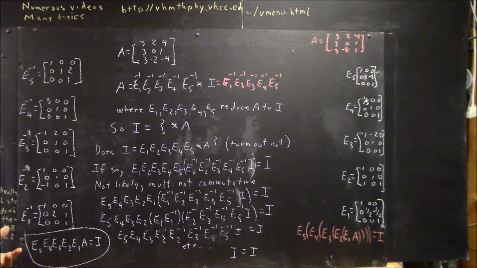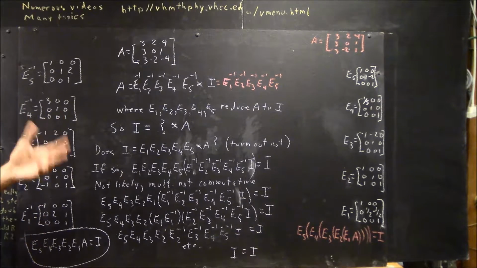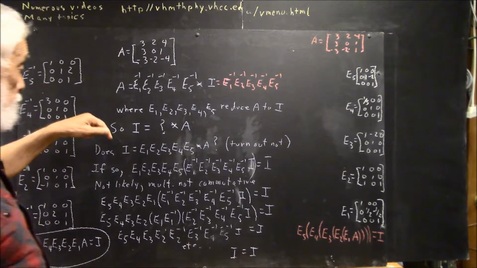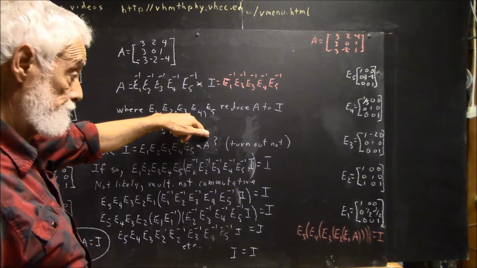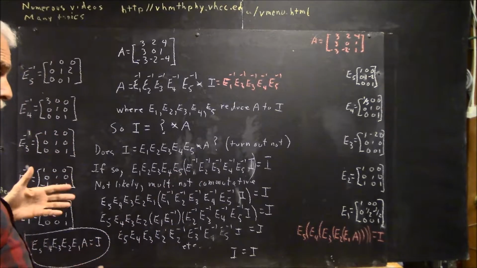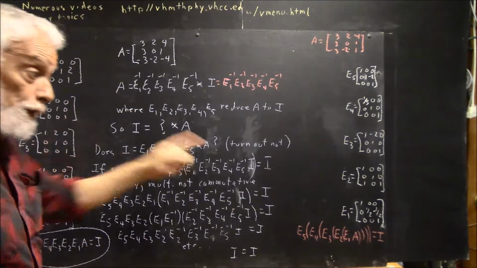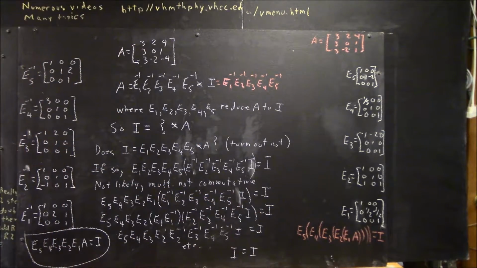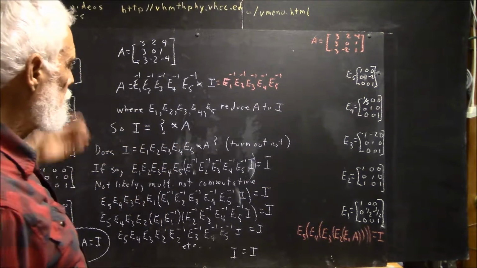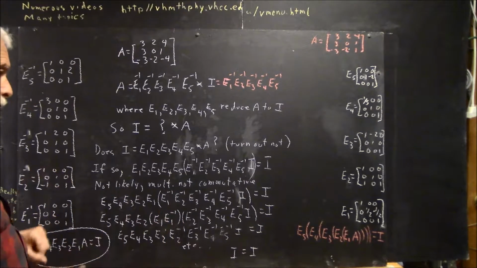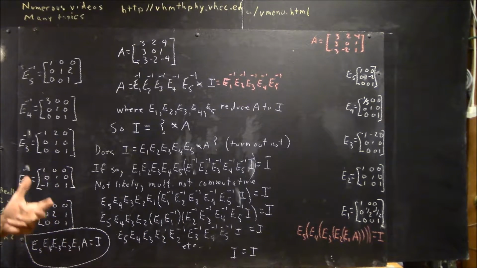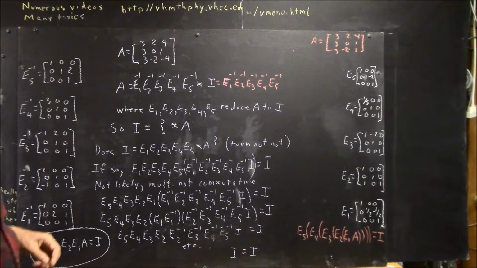In class, the first response I got was, well, okay, the I then is E1 times E2 up through E5 times A. Seems pretty obvious. We know it isn't right because we know that's the inverse down there. So what's wrong with this? Well, if we write it out, we can see, and we need to understand how to simplify this type of a sequence of elementary matrices.